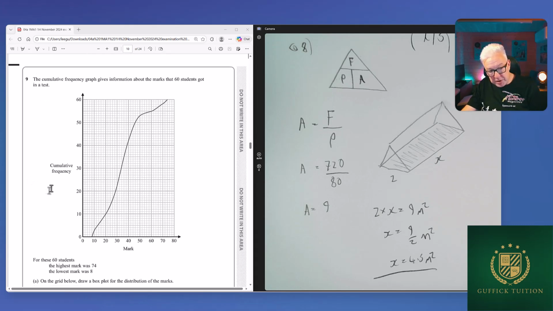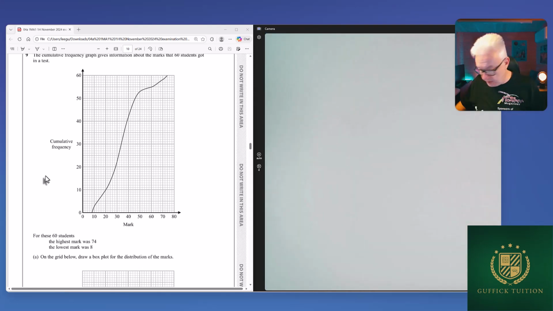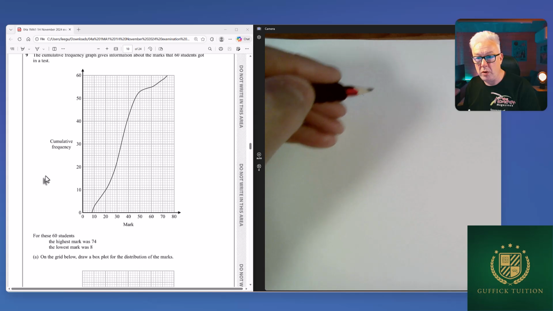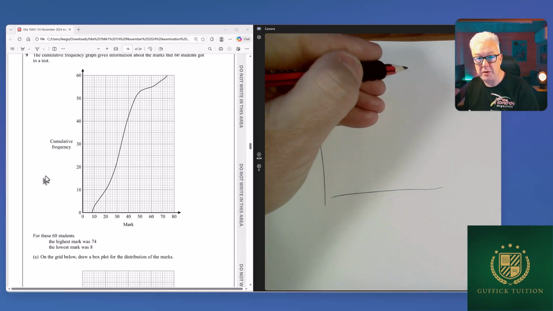For these 60 students, the highest mark was 74, the lowest was 8. On the grid below, draw a box plot for the distribution of marks. Okay, so what we have to do is quite a nice little question here for drawing a box plot. I'll just draw a rough sketch here so that you can get the feel for what I'm doing.